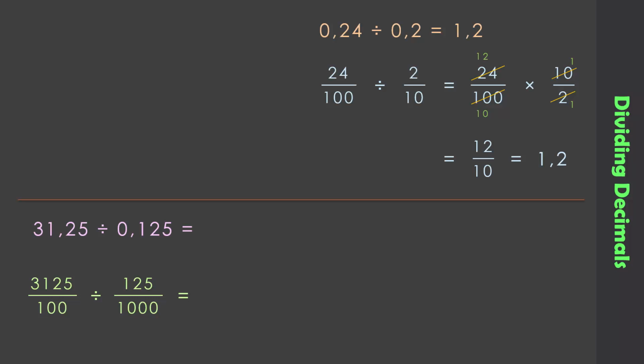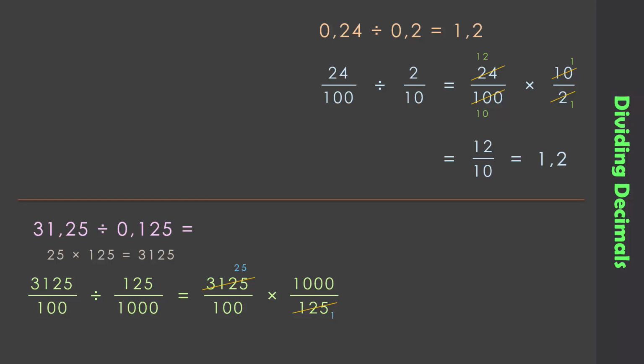We change the division. Multiply the first fraction by the reciprocal of the second fraction. So 3,125 over 100 times 1,000 over 125. Remember from the previous example, 25 times 125 equals 3,125. So here 3,125 is divisible by 125. 3,125 divided by 125 equals 25. And 125 divided by 125 equals 1.